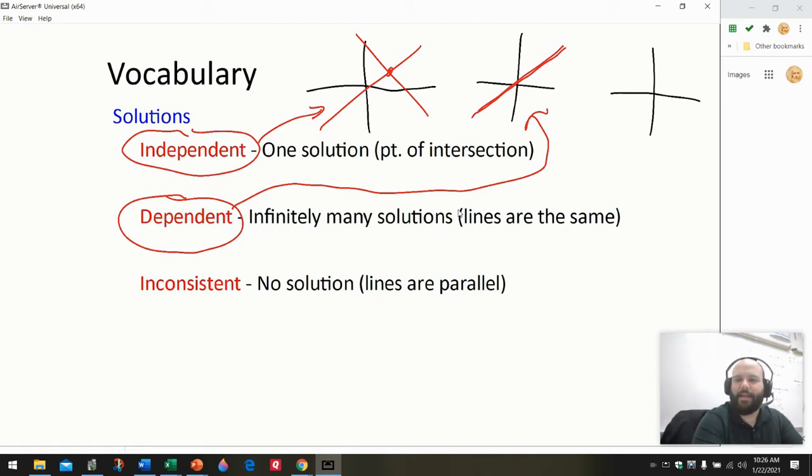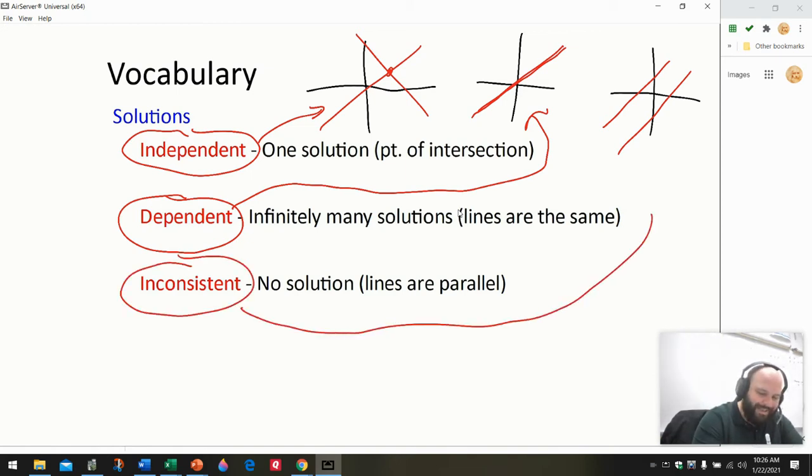Now, the last thing that can happen whenever you solve a system of two linear equations is that those two lines could be parallel and not intersect at all. Now, if you have that happen, there will not be a solution because they do not intersect. And that system is called an inconsistent system. An inconsistent system has no solution.